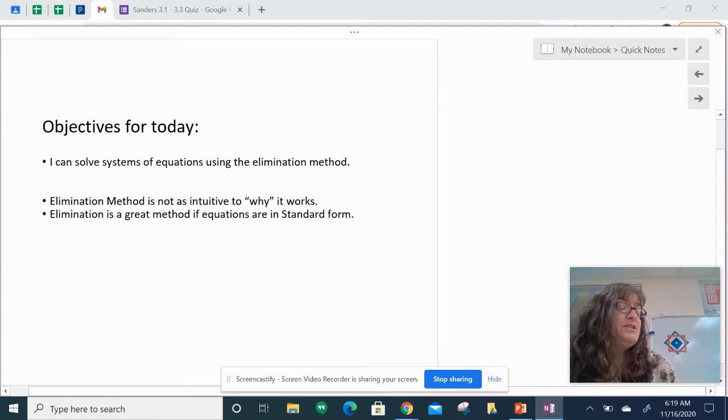So our objectives for today are to be able to solve systems of equations using the elimination method. Now, I'll be really honest with you. This is probably my go-to method most of the time. Not always, but most of the time. The elimination method is not quite as intuitive as to why it works, but it's a really great method to use, especially if equations are in standard form.